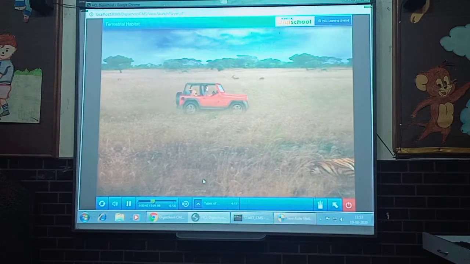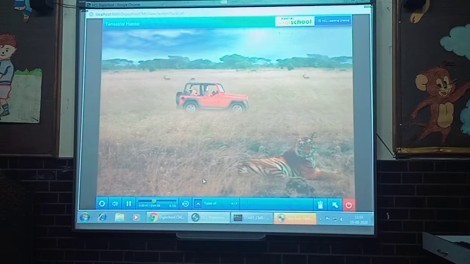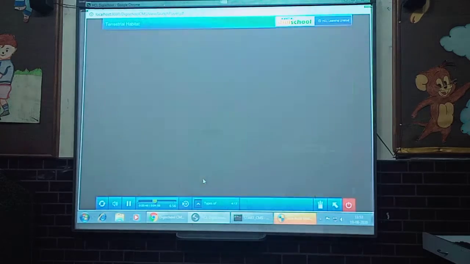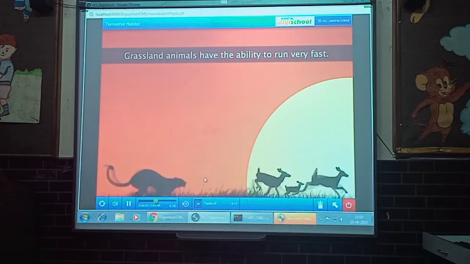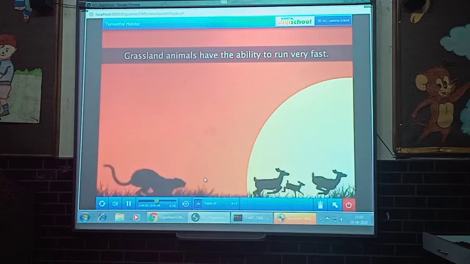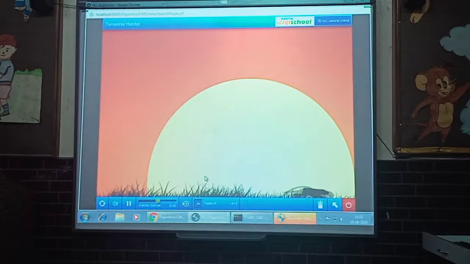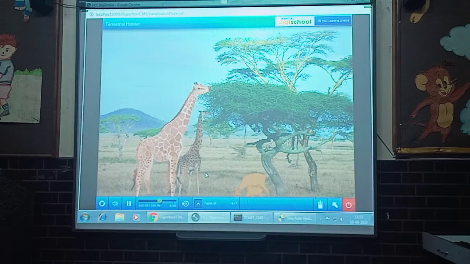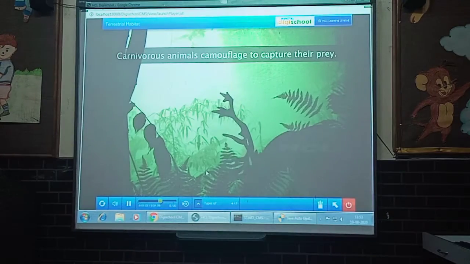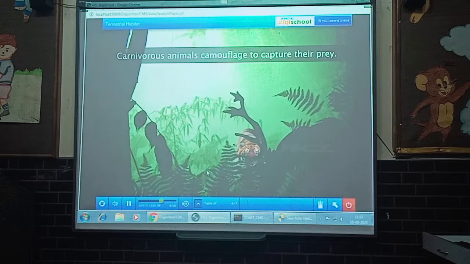That's perfectly right. These animals have adapted themselves to the surroundings. Most of the grassland animals have the ability to run very fast, whether it is to catch prey or to protect themselves from predators. Herbivorous animals have strong teeth to chew tough grass. Carnivorous animals camouflage themselves with the surroundings while waiting for their prey.